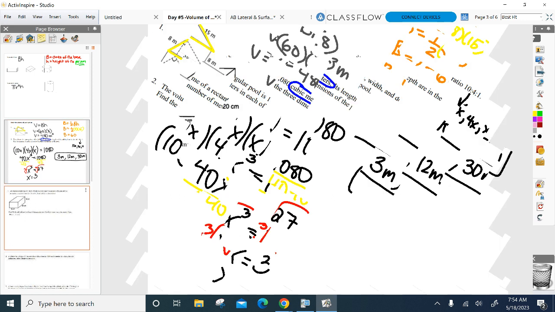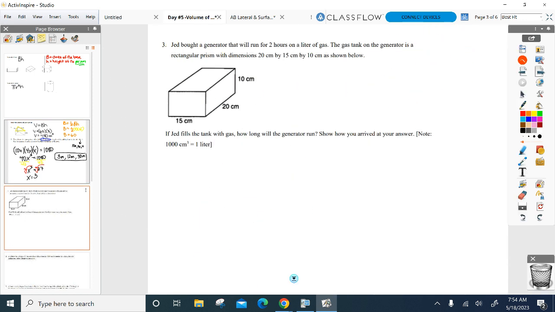All right, let's do it. Jed. There's a new name for us. All right. A generator runs 2 hours on a liter of gas. There's the dimensions of the tank. I'm going to fill it with gas. How long will it run for?